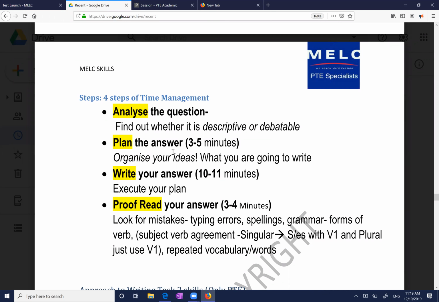Plan the answer, as in finally, after analyzing, plan what I want to write. How do we come to know that your answers are not planned? Because you have written correct information, but it is written in a wrong way. So it means planning and organizing was wrong.